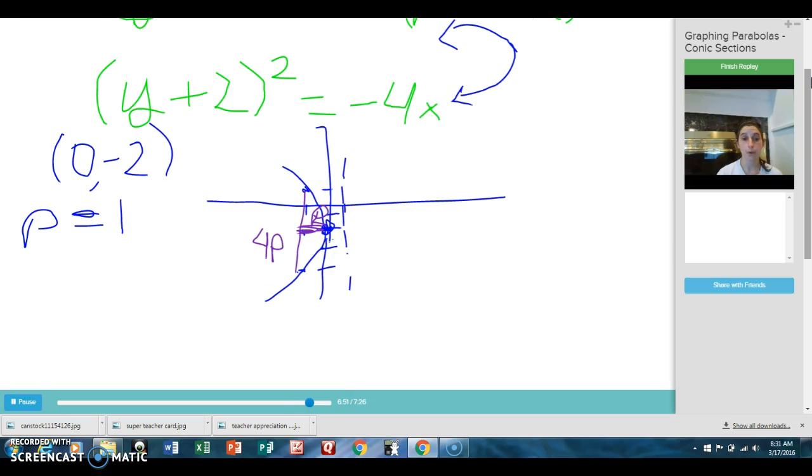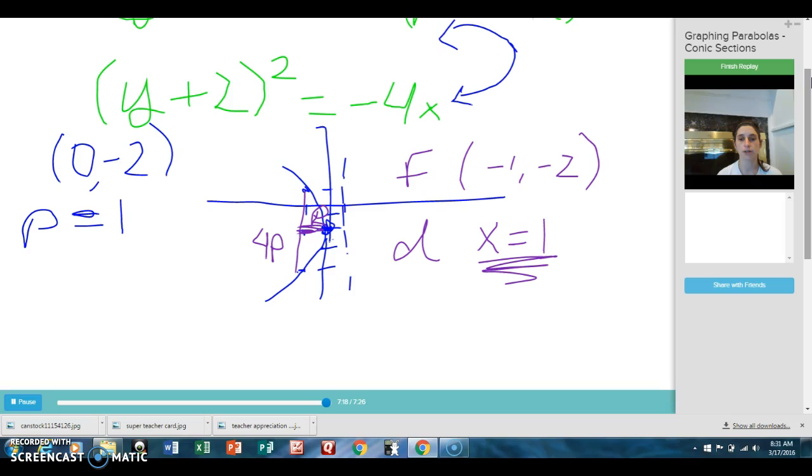So let's take a look. I've got my 3 points needed to draw the parabola with the vertex. I need to write down the ordered pair that goes with my focus. So the center of my vertex is at 0, -2. So my focus is at, let's see, -1, -2. And my directrix is the line x equals 1. Remember, the directrix has to be written as an equation. If you just put the number 1, you're going to lose some points. And that's it for graphing a parabola in conic sections.